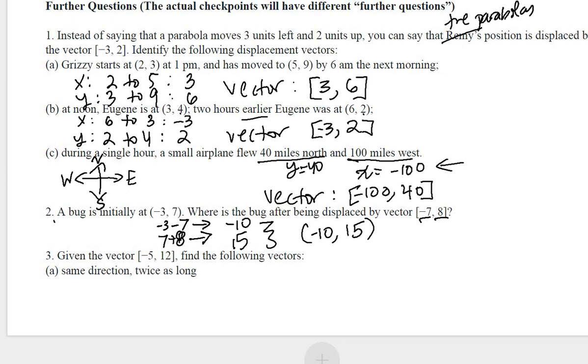Given the vector negative 5, comma 12, find the following vectors. We have one vector. Same direction, but twice as long. So this becomes visual. So this vector was at negative 5, comma 12. Erase that, make it lower. Okay. So negative 5, comma 12.